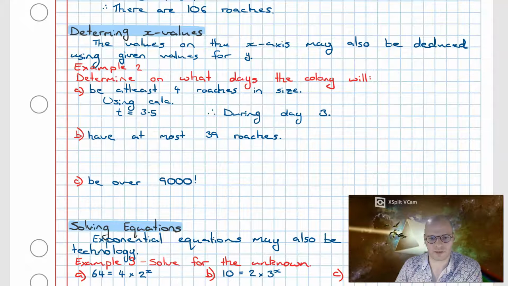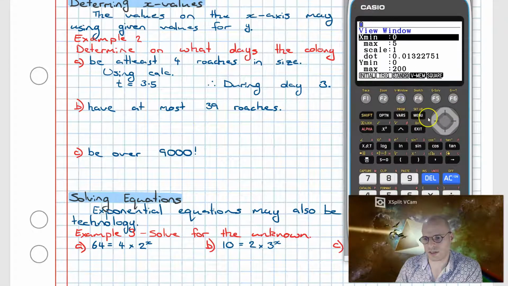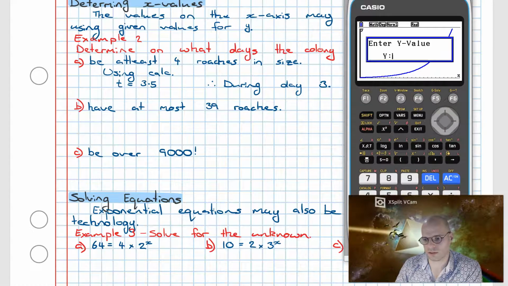Alright, and then to finish it off, I'll say during day 3. So determine on what days the colony will have at least 4 roaches in size. Using calc, we found that it was on 3.5, so it happened during day 3. So we say during day 3. Part B, have at most 39 roaches. So again, we'll change our V-Window back to 25, graph it, and then we'll solve for 39.